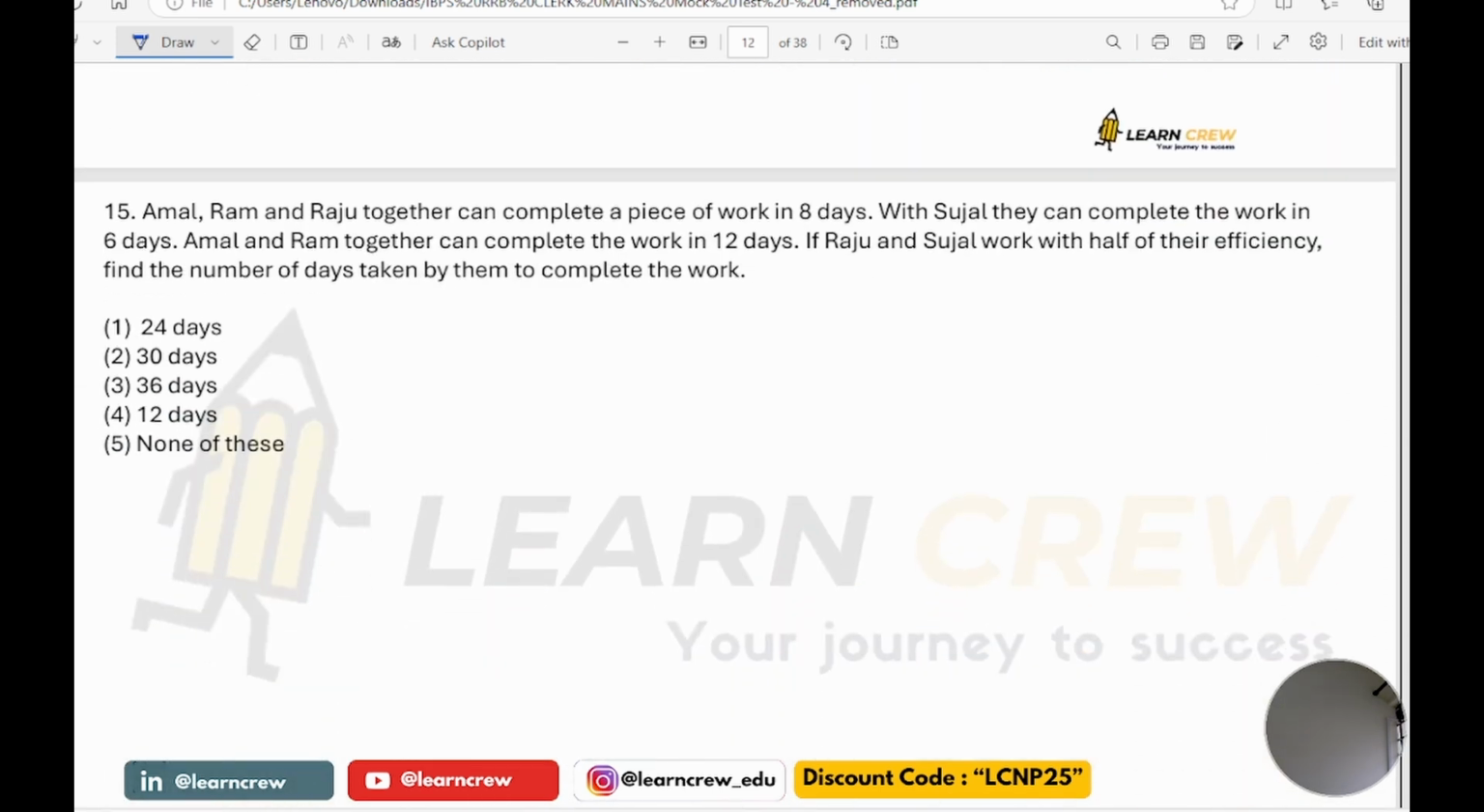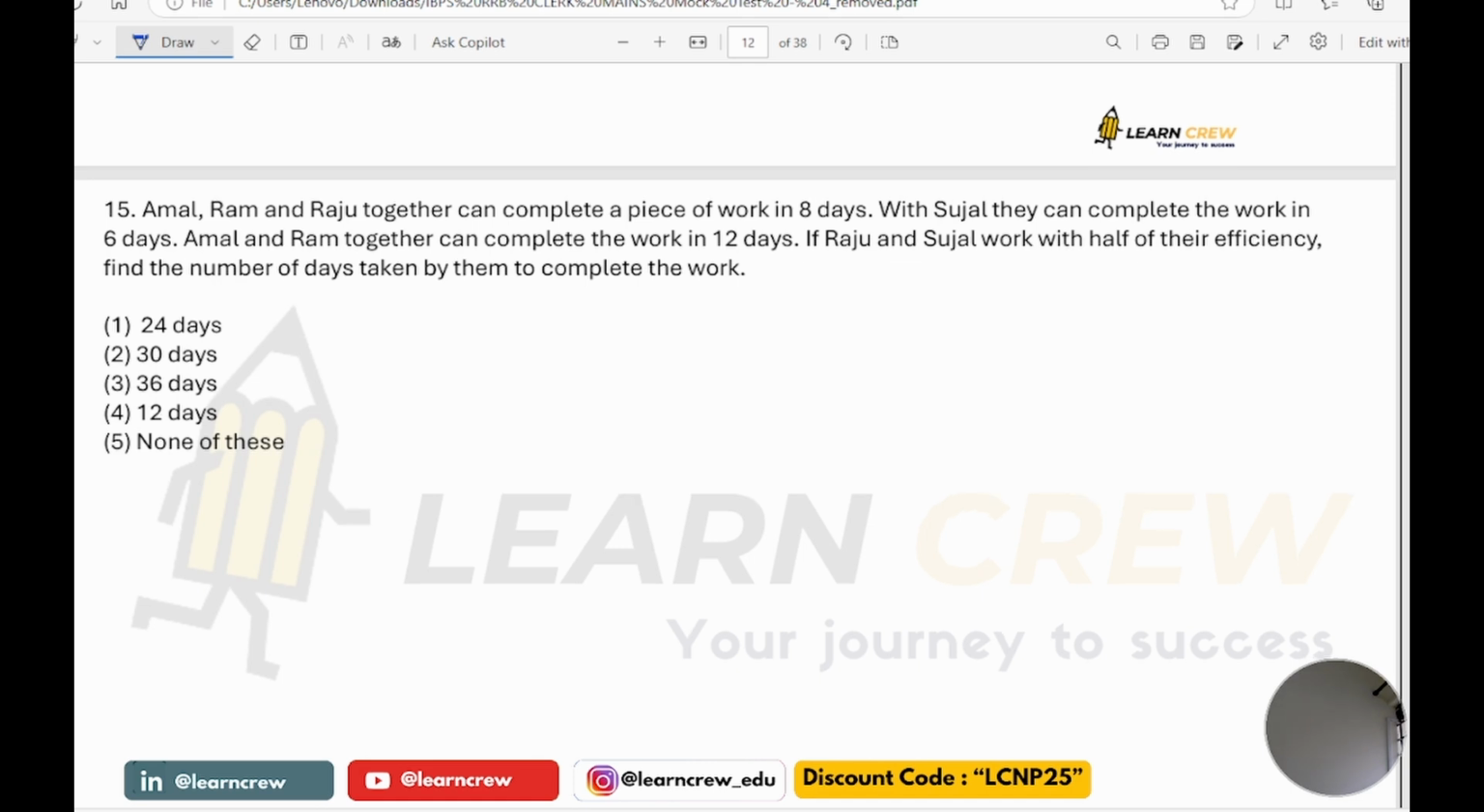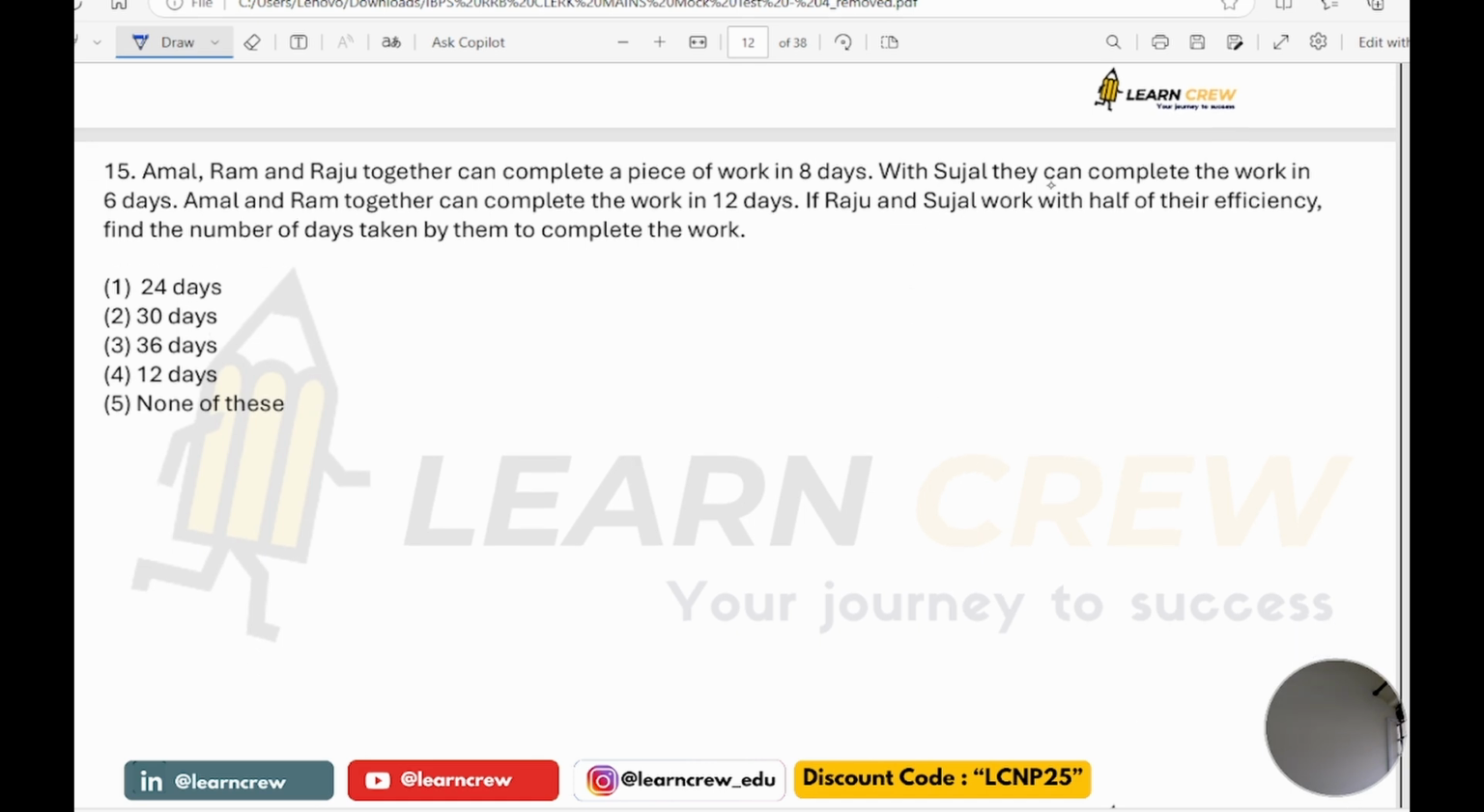Next, Amal, Ram and Raju together can complete a work in 8 days. With Sujal, they can complete the work in 6 days. So Amal and Ram together can complete the work in 12 days. Raju and Sujal work with half of their efficiency. Find the number of days taken by them to complete the work.